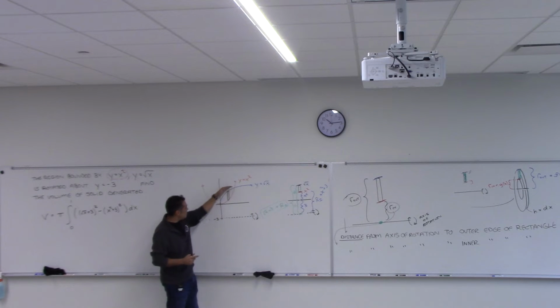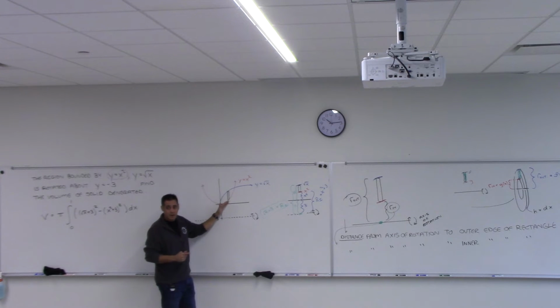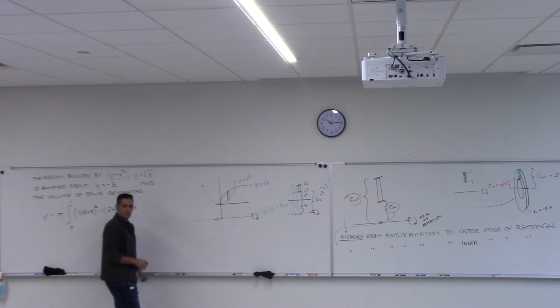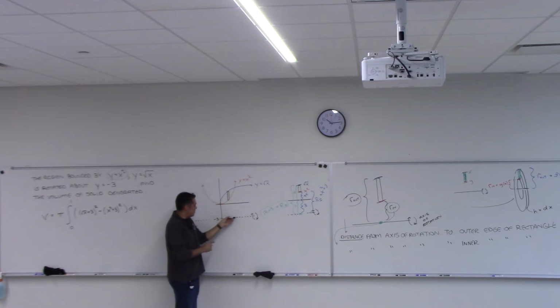Now, the reason we're doing vertical is because we have a nice function on top and a nice function on bottom, right? So it makes sense. When we're going this way around the y-axis, I had to switch it so I could use the washer, right? Yeah, but the perpendicular. Okay, so whenever we do this and that, you use washers.